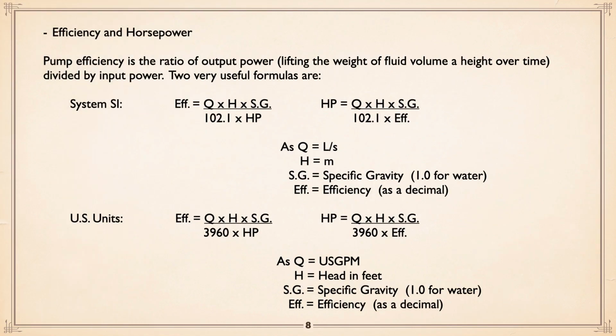Now, some equations that are very useful. Efficiency and horsepower. In SI, we're talking liters per second for these equations, head in meters, specific gravity (water and sewage, 1), and efficiency as a decimal. In US units, what I've memorized, efficiency is capacity in US gallons per minute times head times specific gravity, which is 1, over a constant 3960, and efficiency as a decimal.